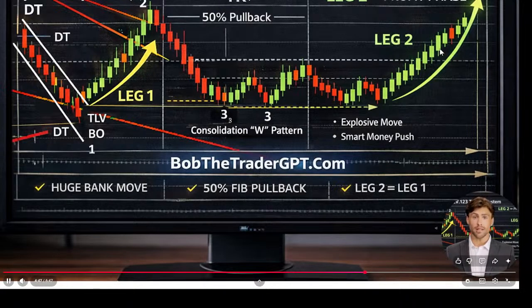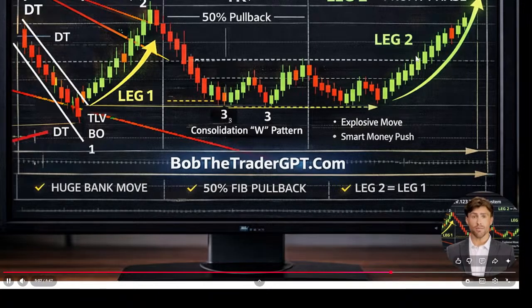Leg 2 is not a guess. Leg 2 is confirmation. When I see price hold the trade range, reject the lows, and start pushing upward with momentum, that is where I want to be involved. That is the entry zone I care about most. I am no longer trying to predict. I am following confirmed structure. I am following the footprint of institutional money.